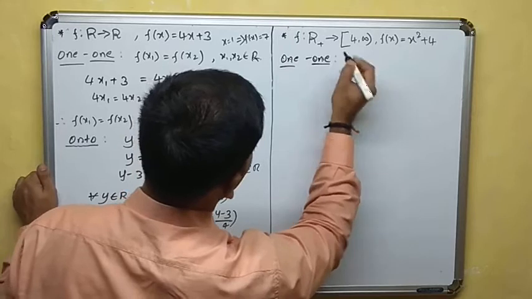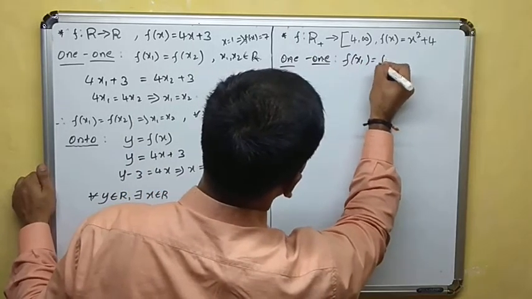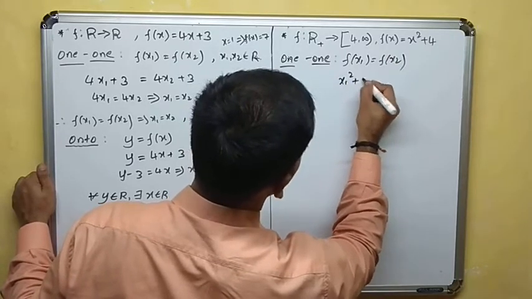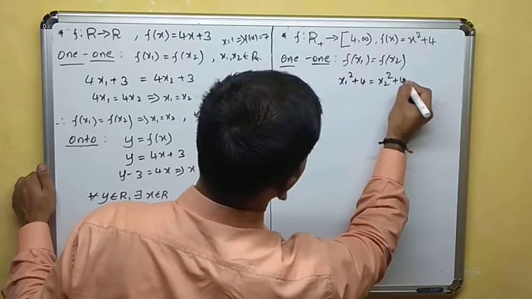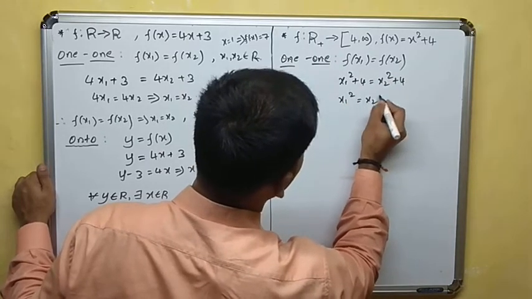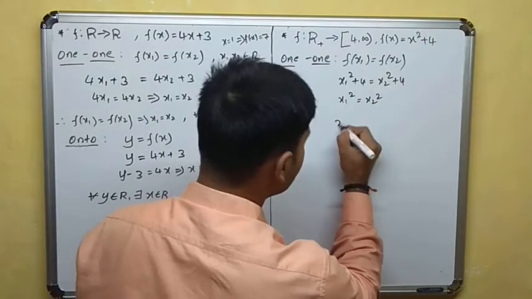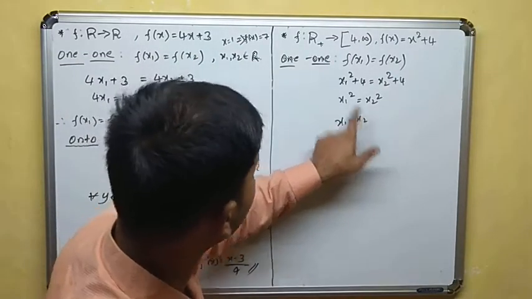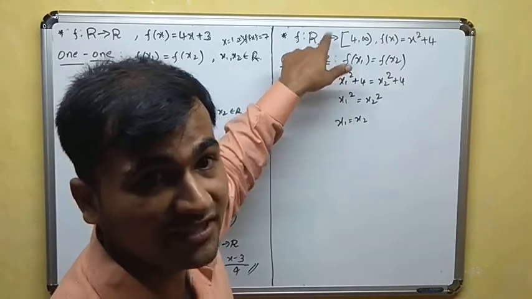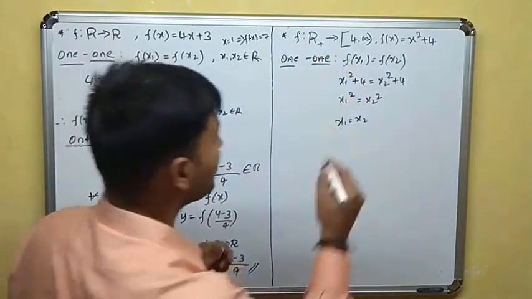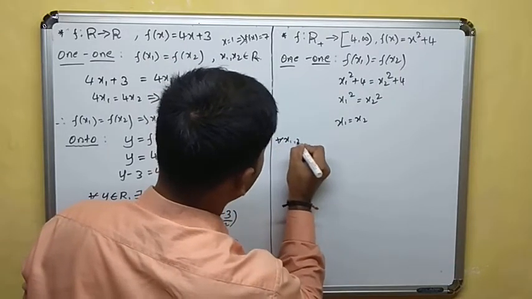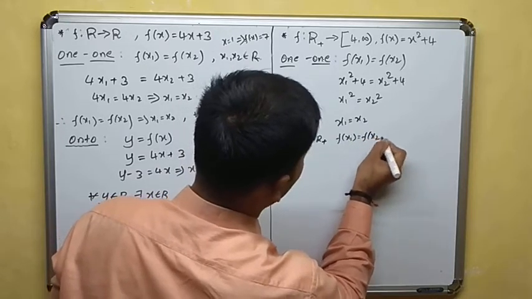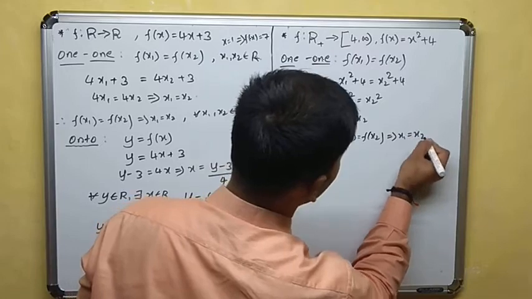So one-one as in the earlier case, again it is f of x1 is equal to f of x2. So it is x1 square plus 4 is equal to x2 square plus 4. Therefore x1 square is equal to x2 square. So if x1 square is equal to x2 square, in all cases we cannot write x1 is equal to x2. But here x1 and x2 belong to R plus, this domain. R plus is the set of non-negative real numbers. For non-negative real numbers, for all x1, x2 belonging to R plus, we can say f of x1 is equal to f of x2 implies x1 is equal to x2.